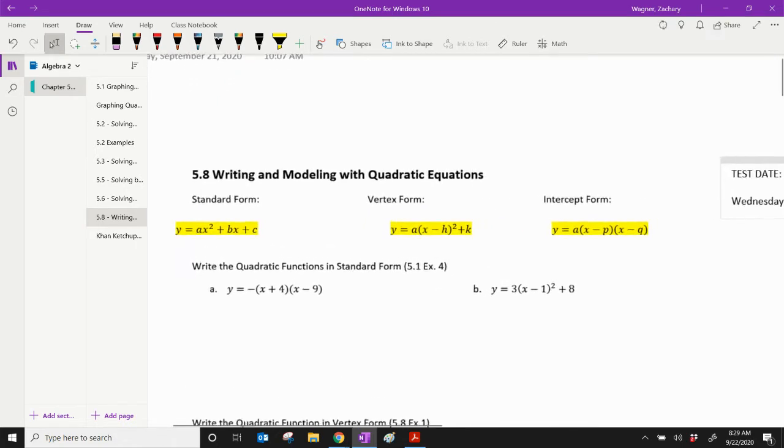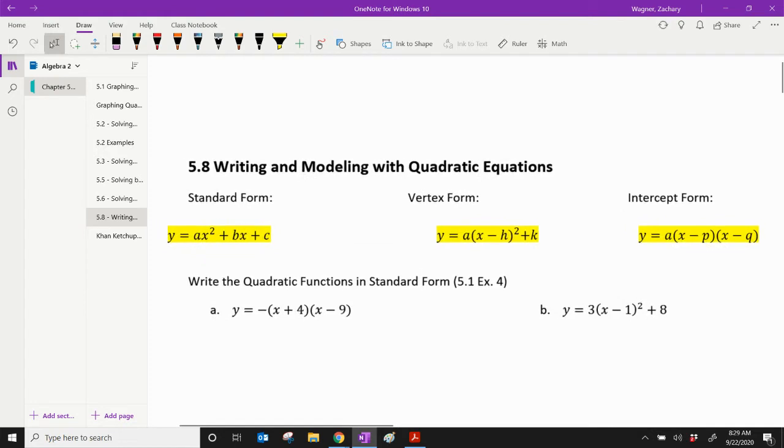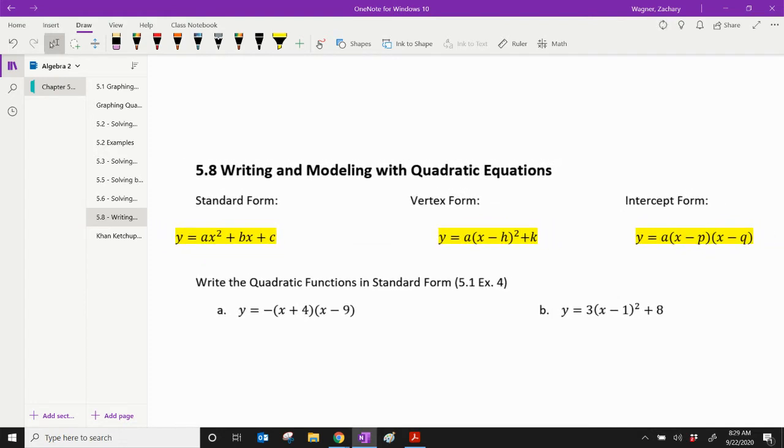Let's hop to it. We're writing and modeling with quadratic equations. This is what we'll be doing today. Basically, we're going to take different forms, standard form, vertex form, intercept form, and manipulate them to get other forms.